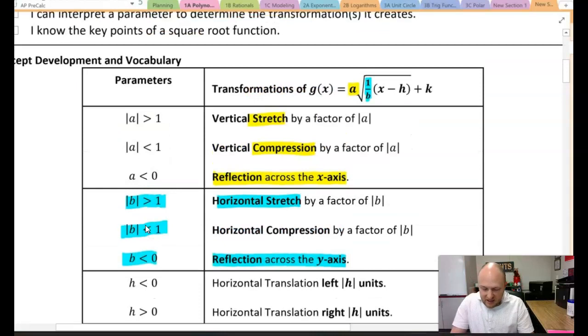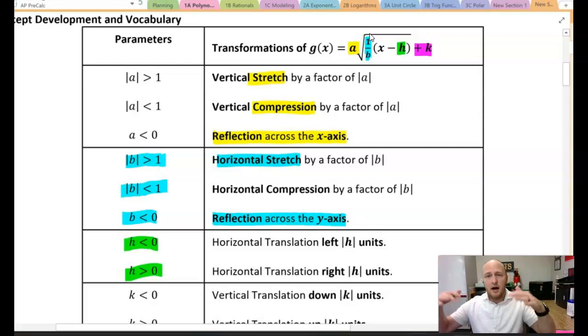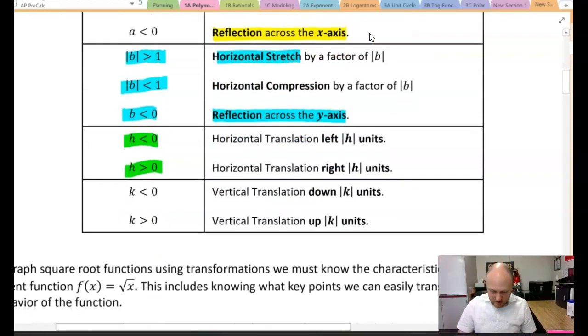Okay, don't forget H and K. Your H value controls moving left and right. And again, you're supposed to see the opposite effect. So if I have X plus 3, I'm not going right 3, I'm actually going left 3. It's always the opposite value. And then K, no tricks with K. K will just carry us up or down. Okay, just translations up or down.